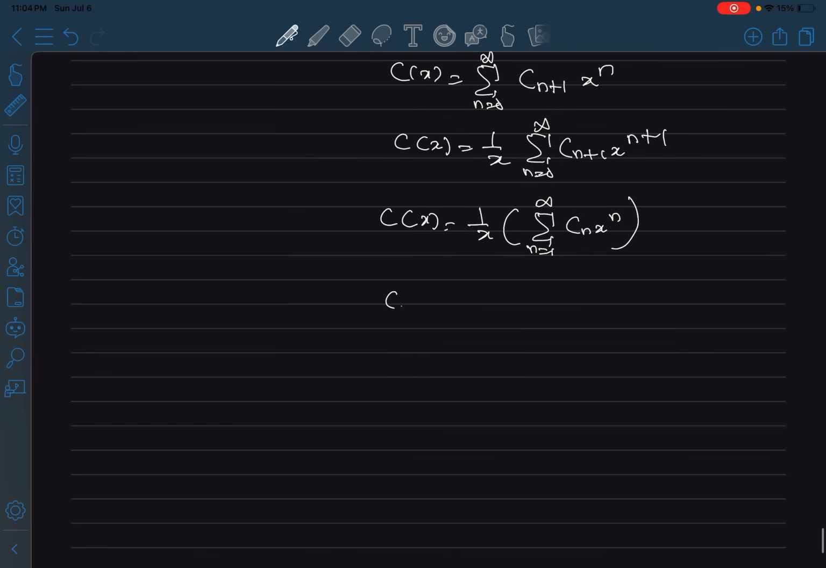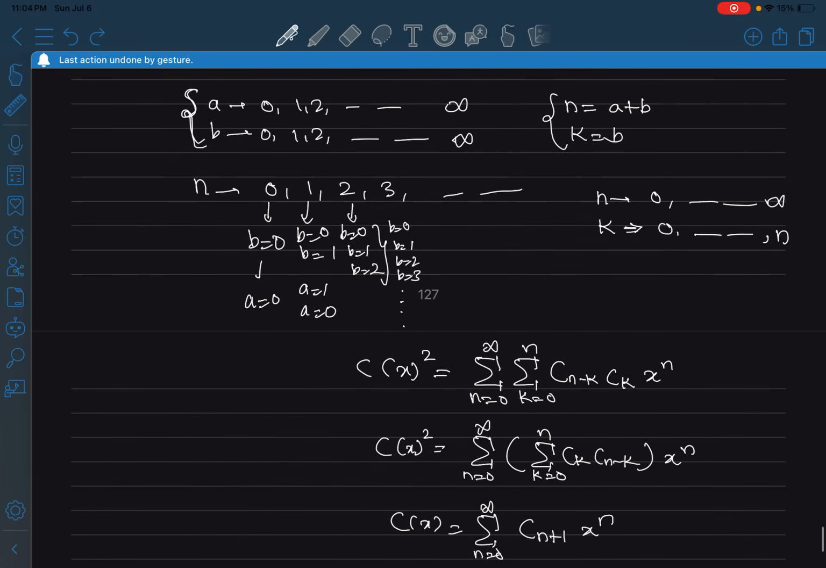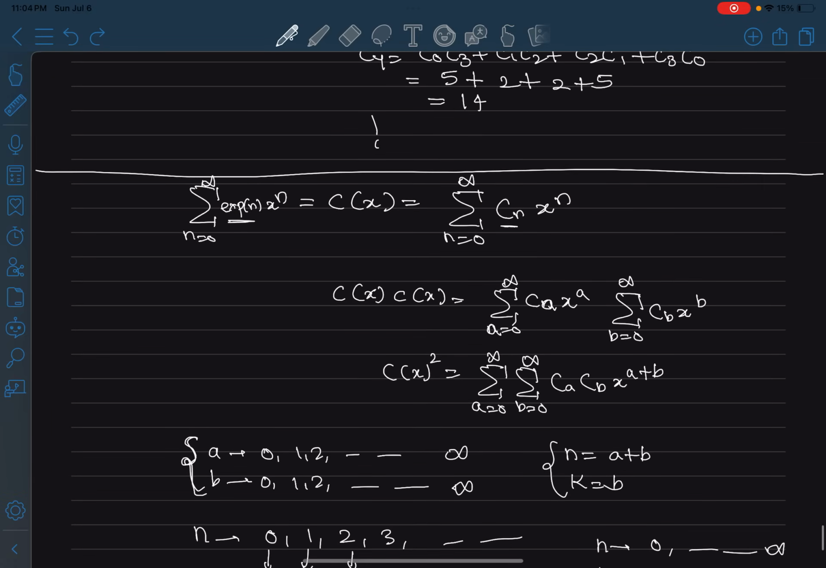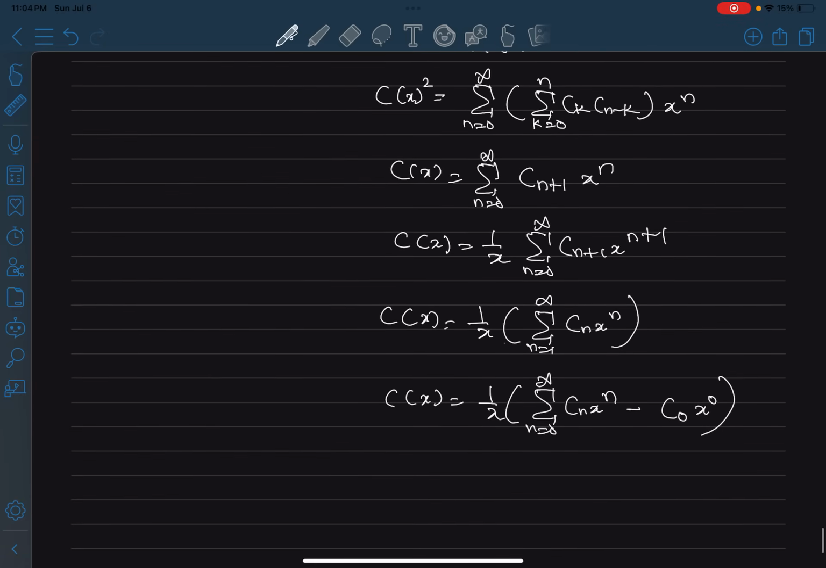Now that sum is again the same as the sum from n equals 0 to infinity of c sub n x to the power n, minus the term we added over here, which was c sub 0 x to the power 0, right? And now we know that this is just the original generating function for the Catalan numbers, which we defined to be c of x. Okay, I forgot this square over here. I'm sorry, guys.